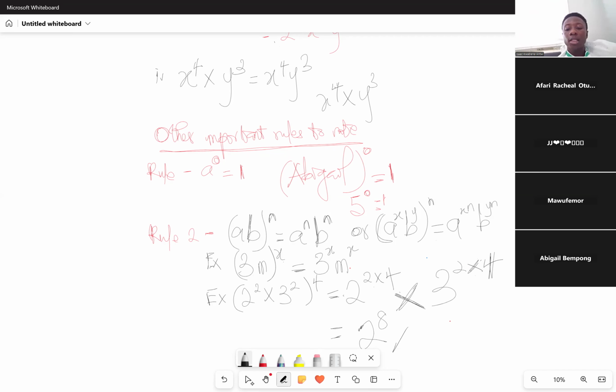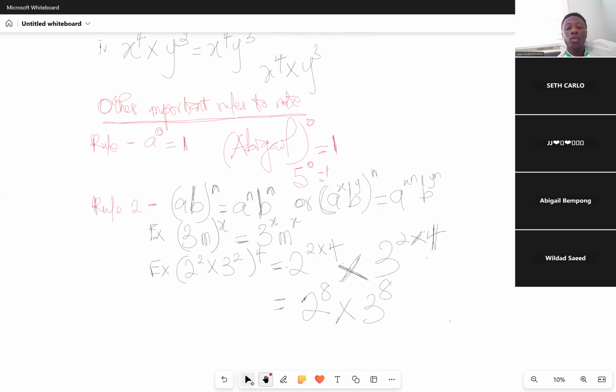So it's 2 exponent 8 times 3 exponent 8. That's it. The bases are not the same, so you're not going to add the powers. We deal with the bases, not the exponents. If the exponents are the same, that's not the basis for justification. I hope you get that.